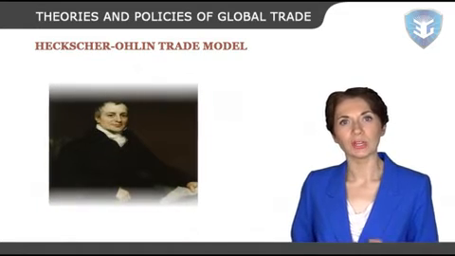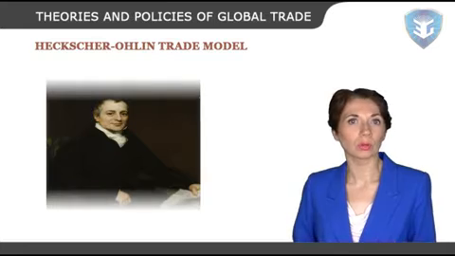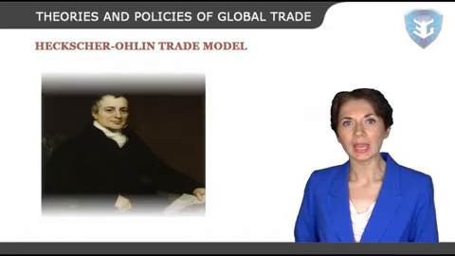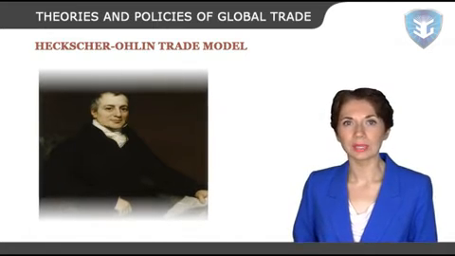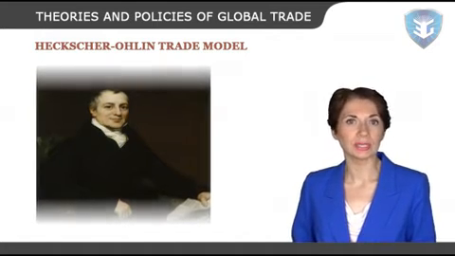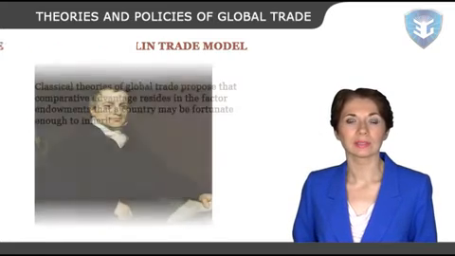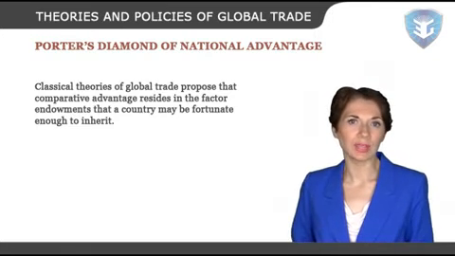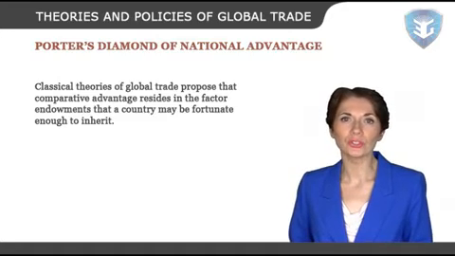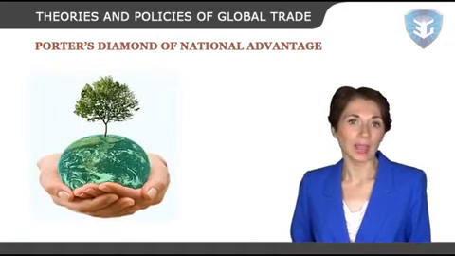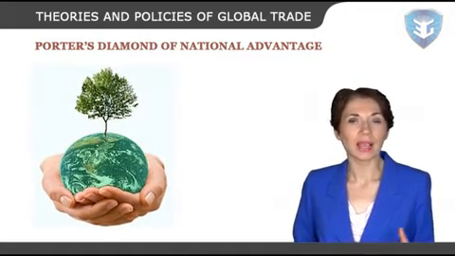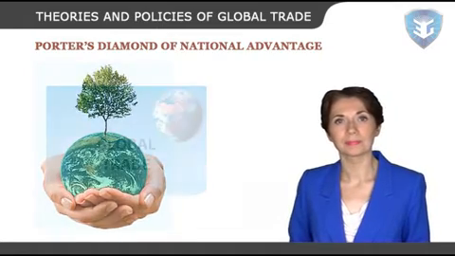Due to the difficulty of predicting the goods trade pattern in a world of many goods, instead of the Heckscher-Ohlin theorem, it is the Heckscher-Ohlin-Vanek theorem, which predicts the factor content of trade, that has received attention in recent years. Classical theories of global trade propose that comparative advantage resides in the factor endowments that a country may be fortunate enough to inherit. Factor endowments include land, natural resources, labor, and the size of the local population.